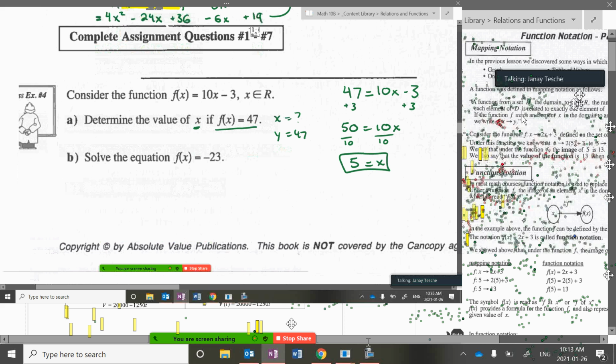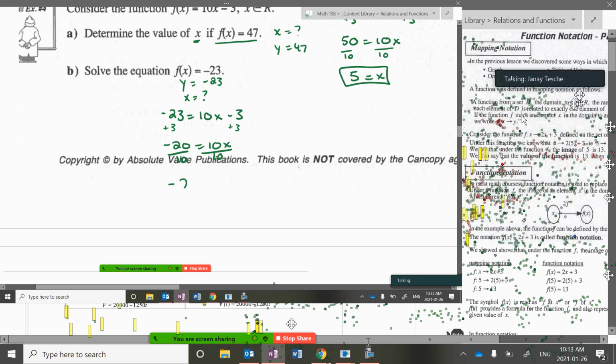So for B, solve the equation. So again, it's like my y value is negative 23. What is our x value? So I'm going to do negative 23 equals 10x minus 3. And then the exact same process. Add 3 to both sides. Be careful. Negative 23 plus 3, I'm going more positive. So I get negative 20 equals 10x. Divide by 10. So negative 2 equals x.